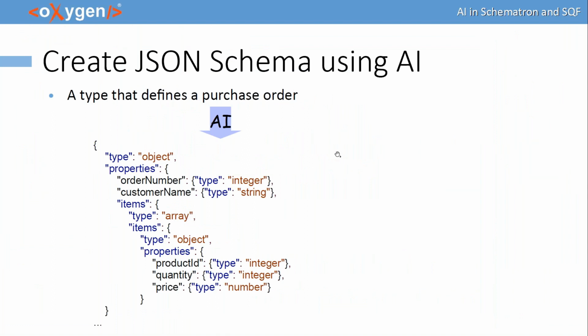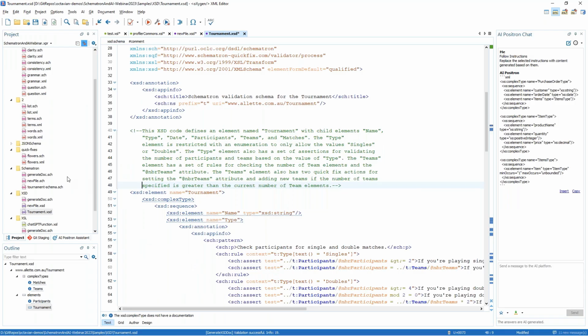You can also use AI for other types of documents, not necessarily XML. For example, you can use it to generate JSON schema. And here it's also very easy. You can also use the following instruction action.